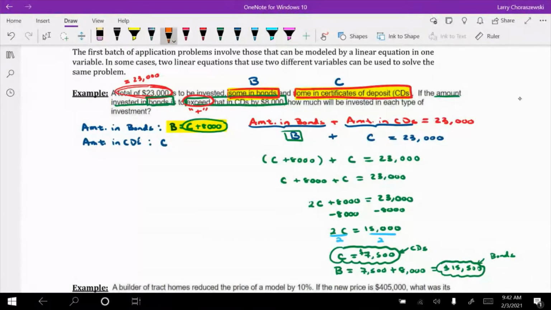But to further verify your answer, you could check that the sum of these two values is equal to 23,000. Okay, and then if you type these into the calculator and add them together, you do end up getting 23,000 as their sum, which helps to further verify our answers of 7,500 and 15,500. All right, do you guys have any questions about that?